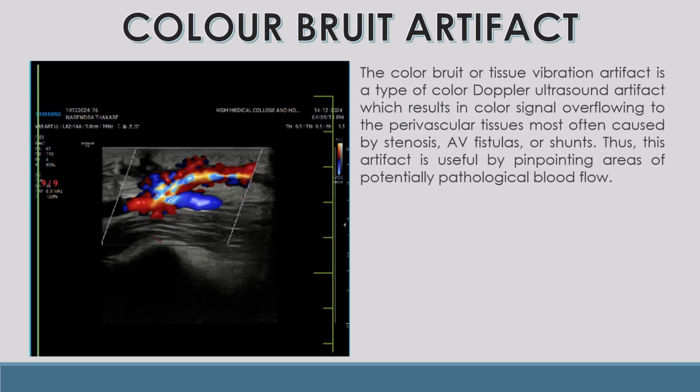Now, the color bruit artifact. The color bruit or tissue vibration artifact is a type of color Doppler ultrasound artifact which results in color signal overflowing to the perivascular tissue, most often caused by stenosis, AV fistulas, or shunts. Thus, this artifact is useful by pinpointing areas of potentially pathological blood flow. As we can see, this is an image of the radiocephalic fistula of a patient showing the color bruit artifact.